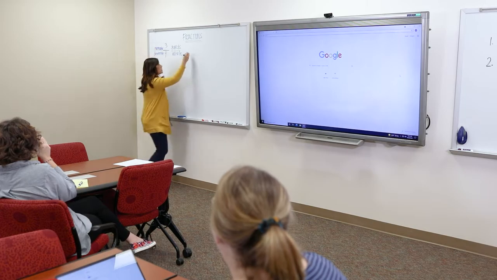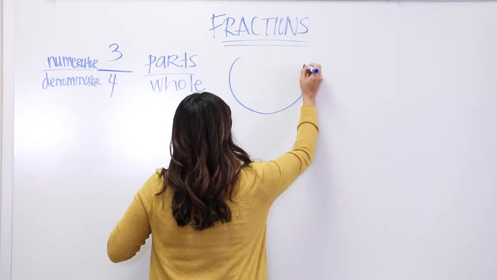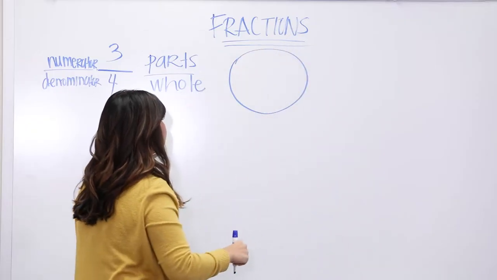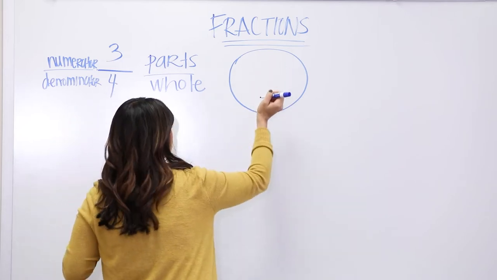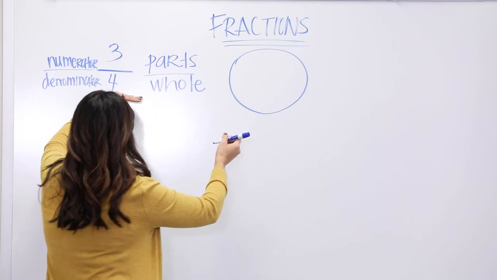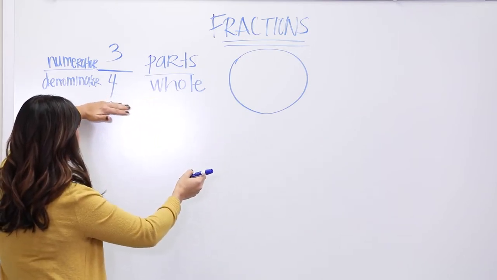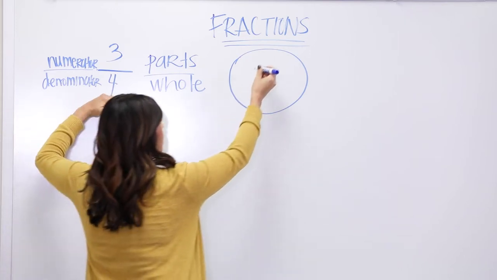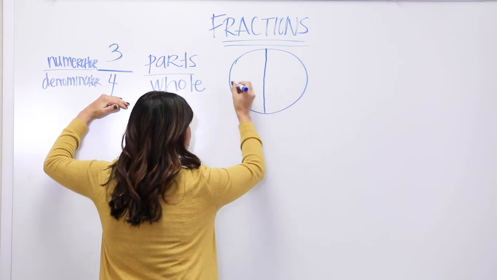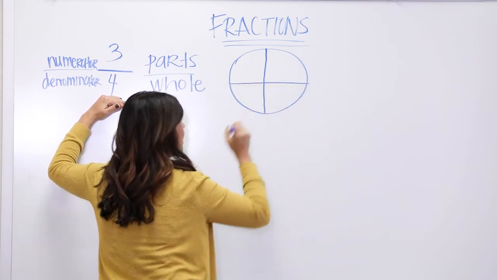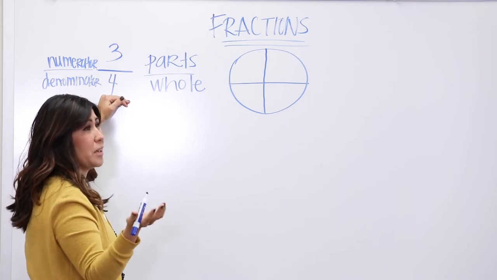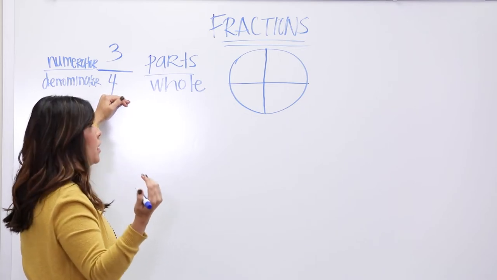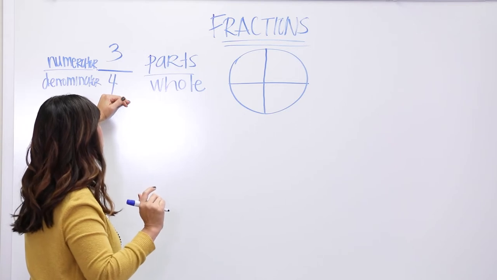Okay, so if this is the whole, this is the whole pie, pizza, I don't care. Circle. That's the whole circle. Now, what the whole is telling me is how many parts I've cut it into, right? So super basic. We're just talking about fractions basics right now, okay? Because who cares if you can add them, subtract them, multiply and divide them, if you don't even understand them. So we need to understand them.